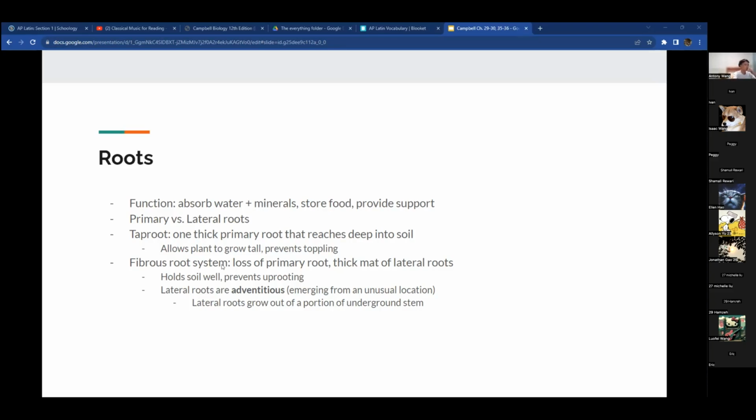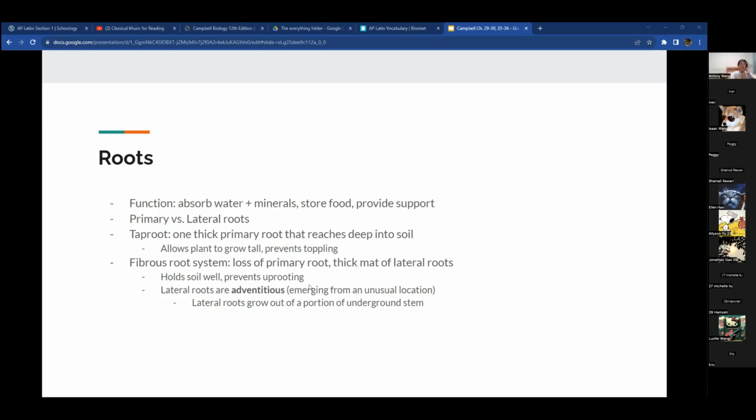The fibrous root system, on the other hand, think of it as a matted root system. The roots extend a lot. They branch a lot within the shallow layer of soil. The primary root dies early on, and you have a thick mat of lateral roots. Because there's a lot of surface area, this is very helpful in preventing the plant from being uprooted.